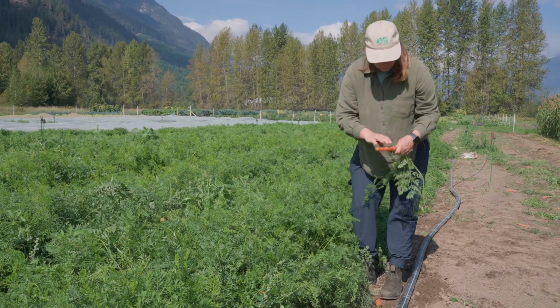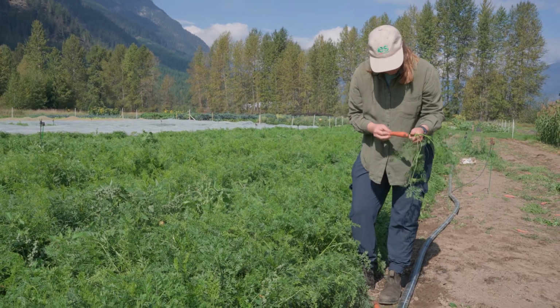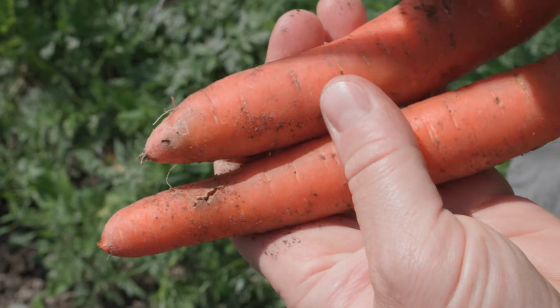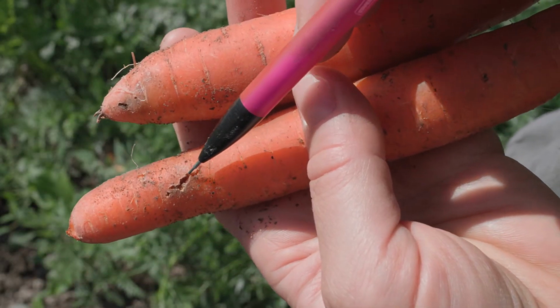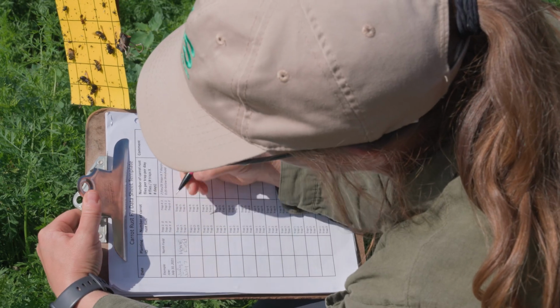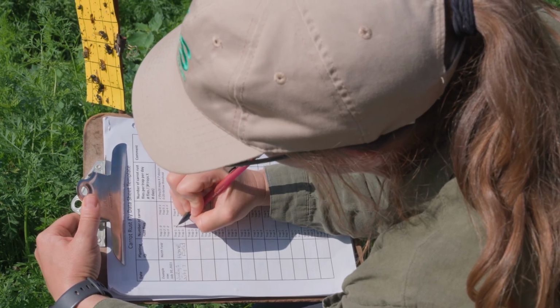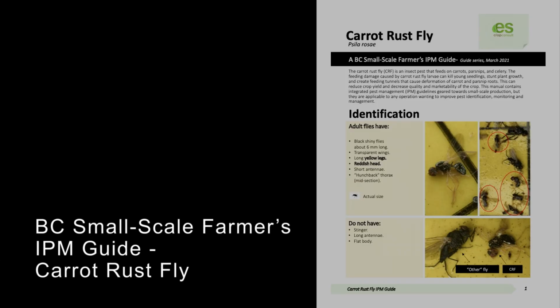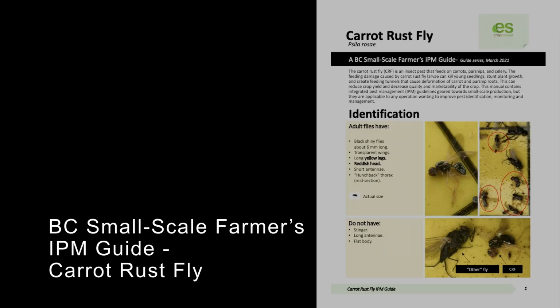To look for larvae and their damage, pull some sample plants, especially at the field edges, and inspect the roots for rust-colored tunnels. Document these findings, including if you see any predatory insects. Consistent records will help you decide when to act and will improve your monitoring in future seasons. For information on when and how to act, please refer to the BC Small Scale Farmers IPM Guide.